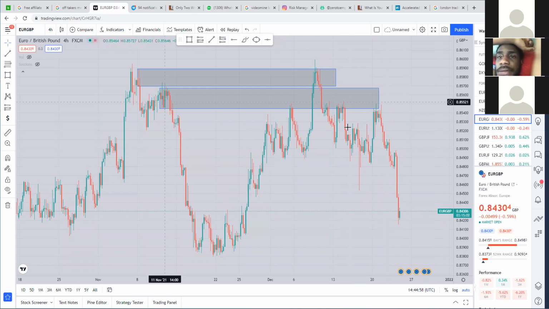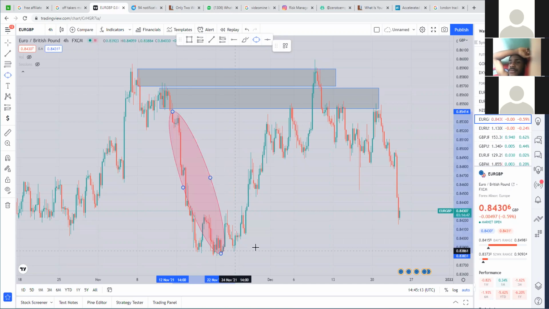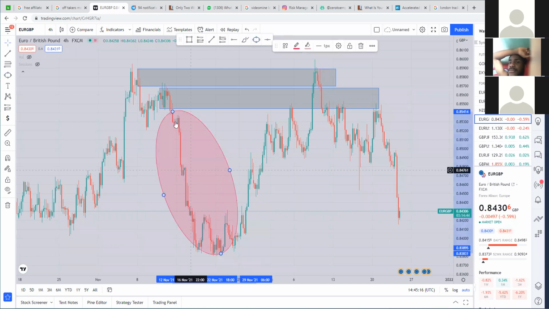Now this second zone too. Market came and tested the second zone because the reason why this is a zone is because of an impulsive move. Look at this move. An impulsive move originated from there. That is what makes it a zone, you understand? So what makes a zone is a place where an impulsive move originates from.